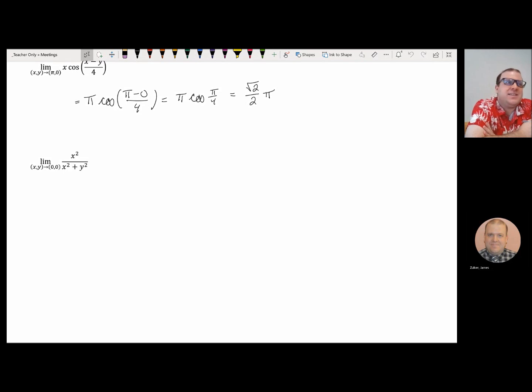If you think the limit exists, you need to try and simplify this so that you can evaluate the limit. If you don't think it exists, you need to find two paths where the limits are different.